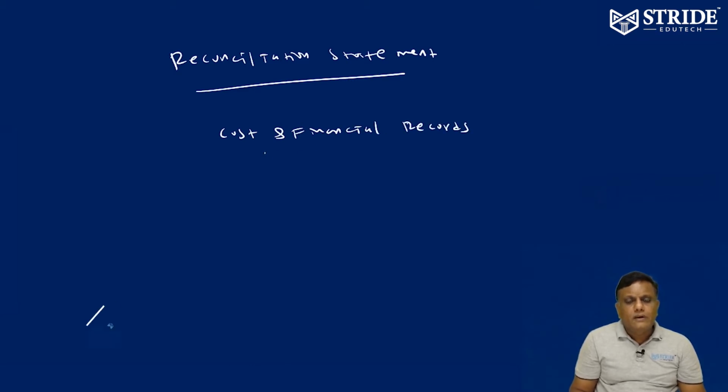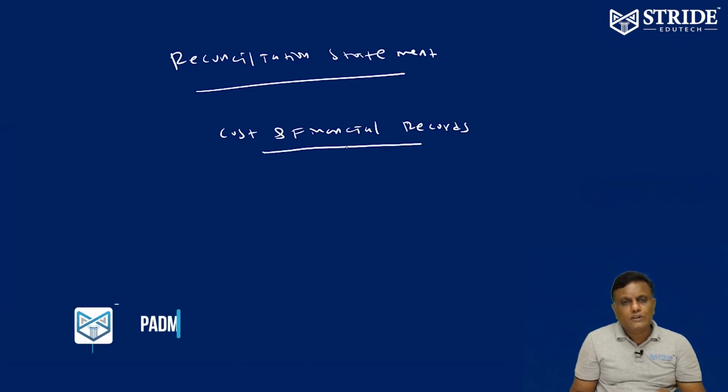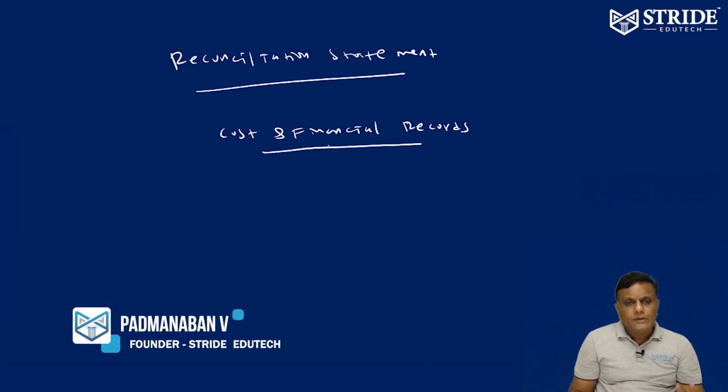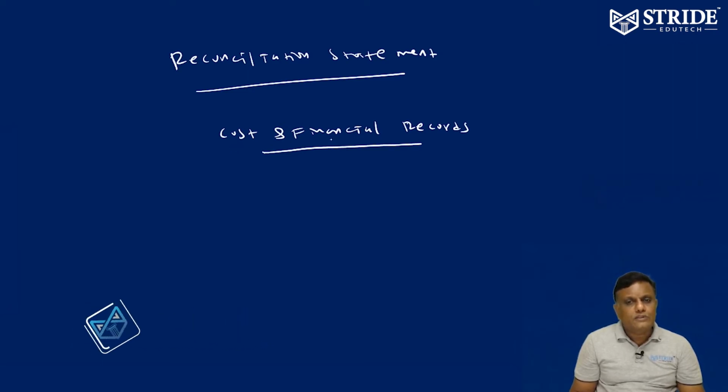So in non-integrated accounts, cost accounts and financial accounts are separated. So profit as per cost accounts is different, and profit as per financial accounts is different. Profit as per cost accounts is based on absorption or estimation. Profit as per financial accounts is purely based on incurred, actual expenses you paid, actual income you received, right?